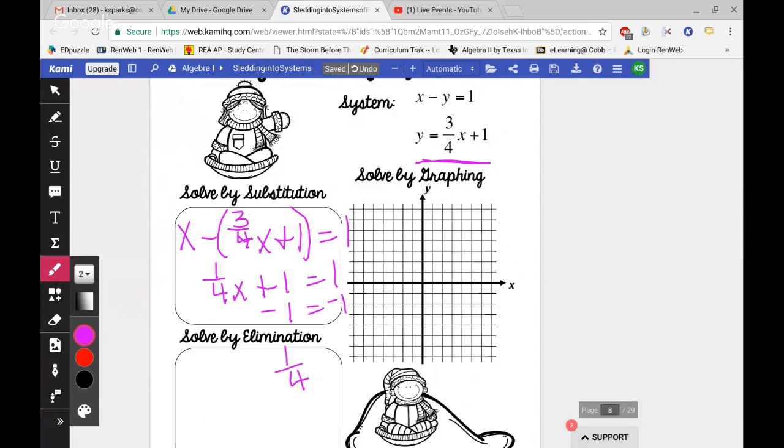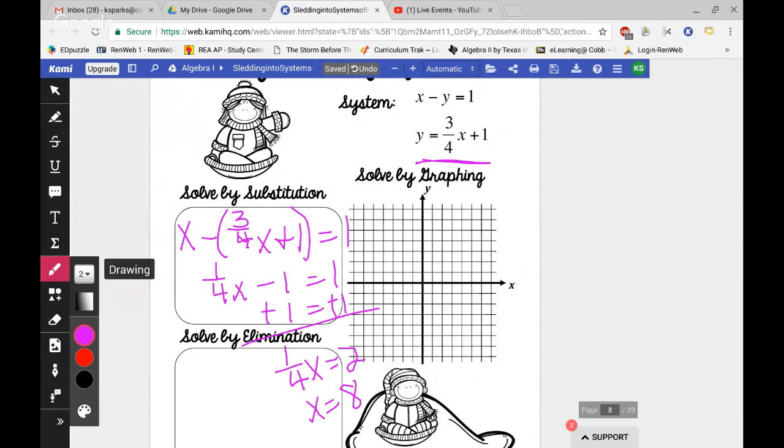What did I do wrong? Oh, I forgot to distribute that negative. You usually catch me on that. Something didn't feel right. So minus 1 and plus 1, 1/4 x equals 2. And then in order to divide both sides by 1/4, you're really multiplying both sides by 4. So it's x equals 8.